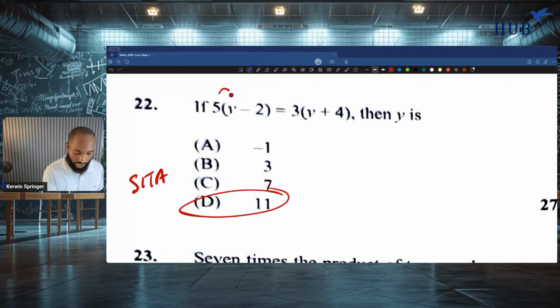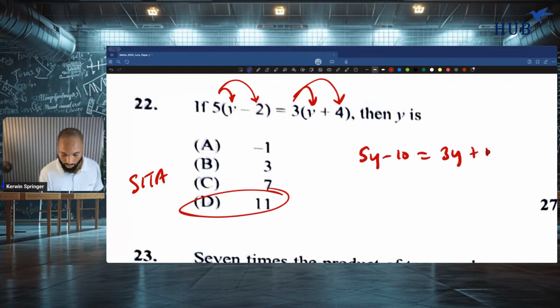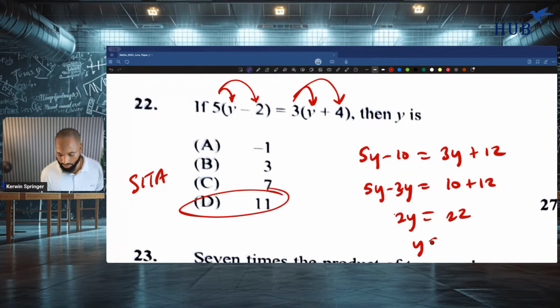If you had to work it out the algebraic way, you'll have 5y minus 10 is equal to 3y plus 12. Bring all the y's on one side. So you have 5y minus 2y is equal to 10 plus 12. So in the end, you'll have 22 is equal to 2y. So y is equal to 11. When you bring across the 2, 22 divided by 2 is 11. So this is the answer.